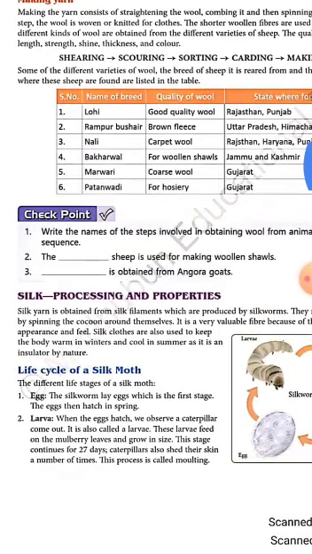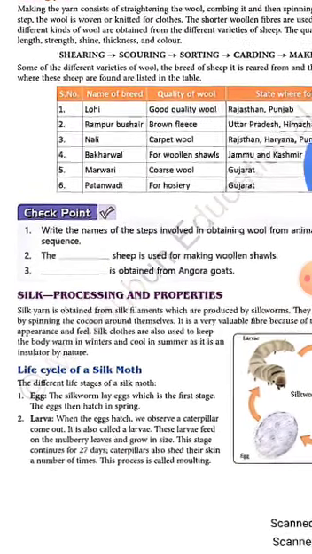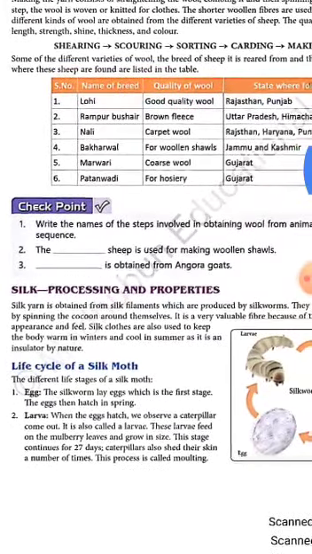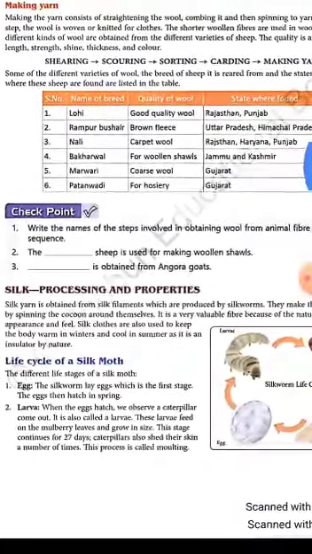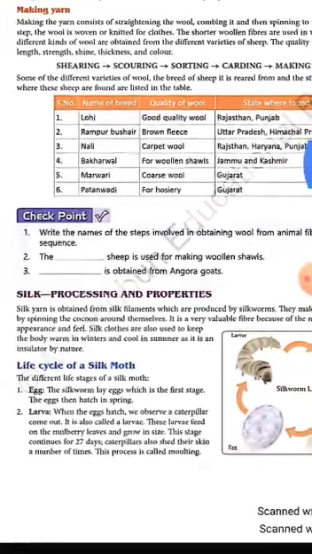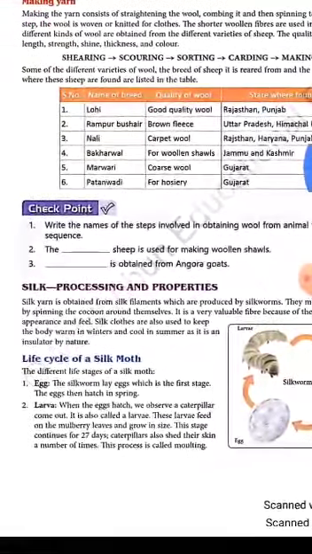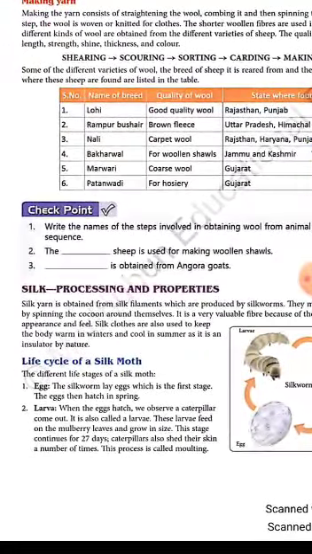Silk fibers are converted into silk yarn, which is used for making silk clothes. And this silk cloth is used for making sarees and different dress materials. So silk yarn is obtained from silk filament, which are produced by silkworms. So they make the silk by spinning the cocoons around themselves. It is a very valuable fiber because of the natural lustrous appearance and feeling of softness.